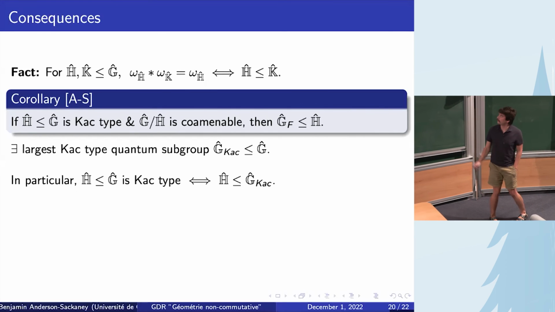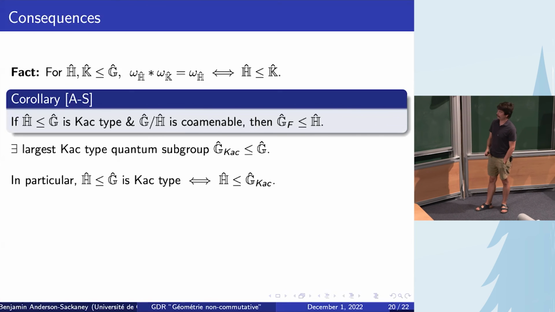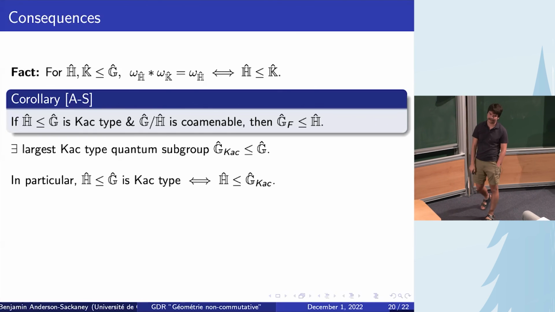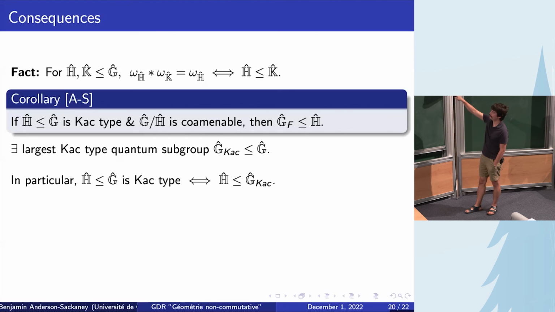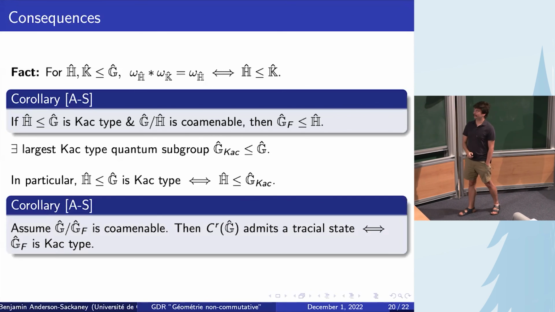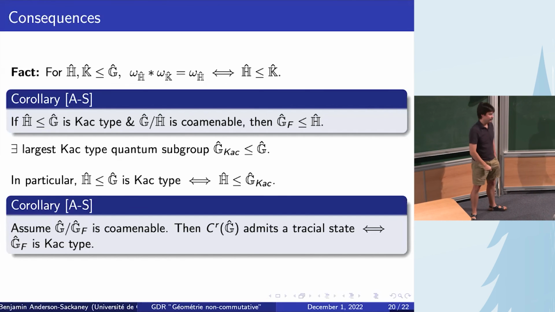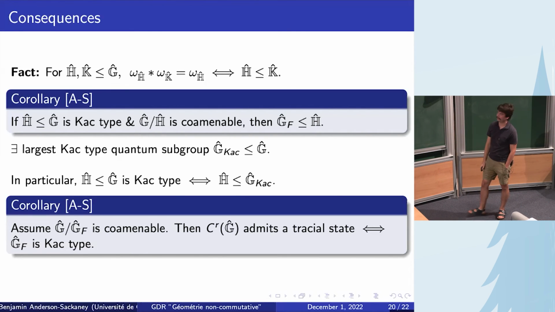So strictly speaking, I don't need to introduce this, but it makes the next thing I'm about to do a bit nicer. Okay, so it turns out that there exists the largest Kac type quantum subgroup of G hat. Let's call it G hat Kac. It satisfies the property that every Kac type quantum subgroup of G hat is a quantum subgroup of this G Kac thing. Okay, so if you assume this quotient is co-amenable, it's unknown if that always happens, then it turns out that the reduced C-star algebra admits a tracial state if and only if this GF hat is Kac type.